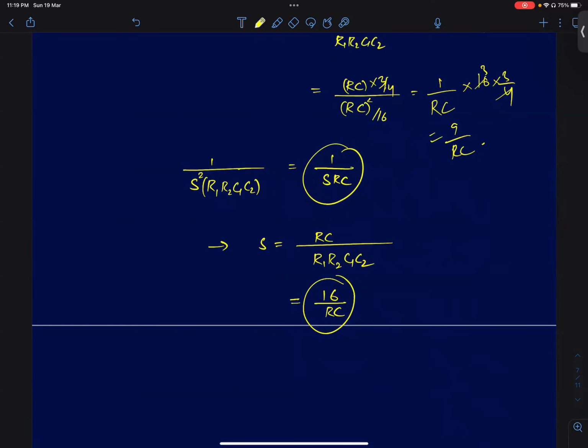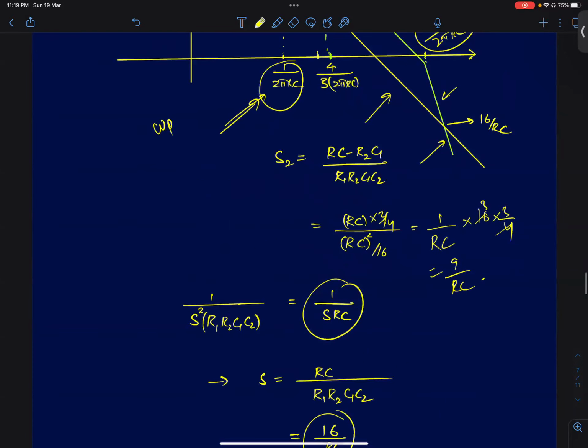So the second pole is going to arrive at, is it 12 by RC? Did I make any mistake? Oh, yeah, you're right. It's 12 by RC. I think one of you just pointed it out. It's 12 by RC. You're right.